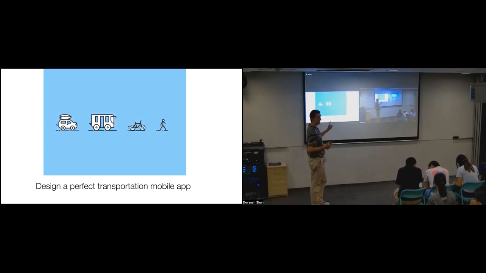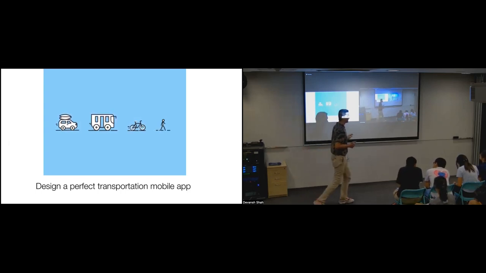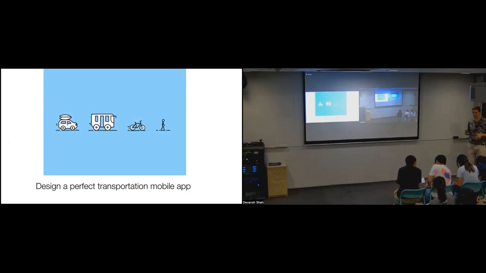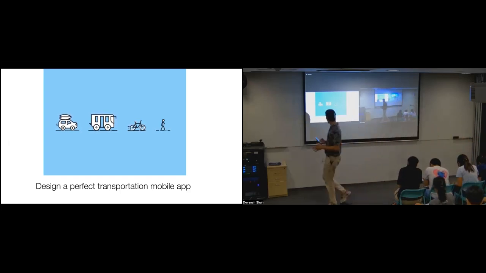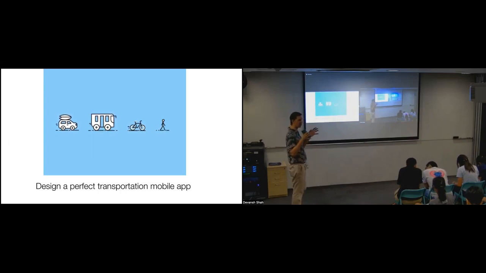This is an individual exercise. So this one, you don't do in pairs. You do it on your own, okay? So this is an individual one. Right now, everyone is doing it by themselves. But later, we will continue in pairs. For now, try to think about your own perception, your own concept of a perfect transportation mobile app.